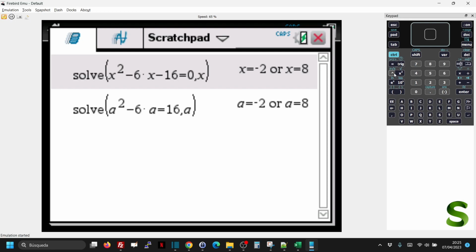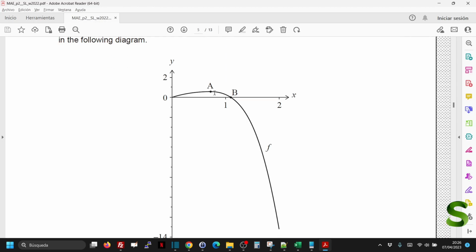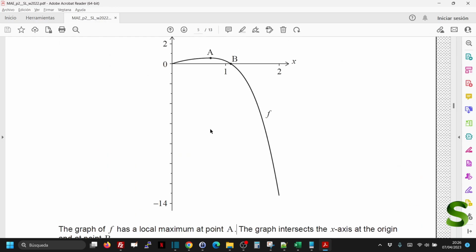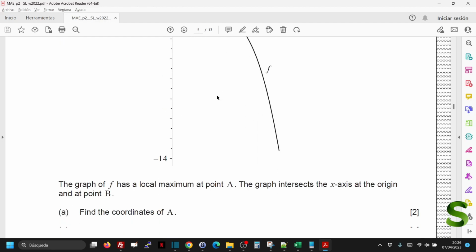So let's solve a real life example from an exam. So this is a real life question from an exam. We will be asked various questions with this function, which is logarithm of x times e to the power of x plus 1 minus x to the power of 4. The first option says find the coordinates of A, being A the maximum, so you have to do the derivative and solve it and whatever. We're going to do the second one.